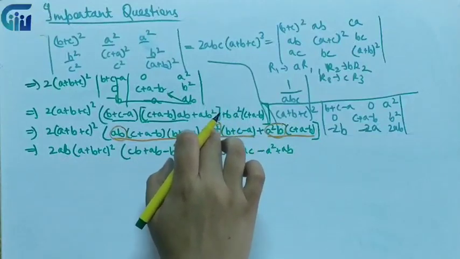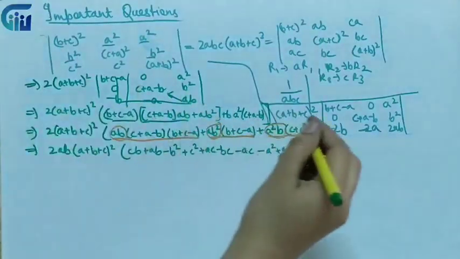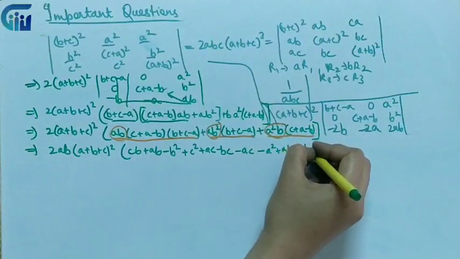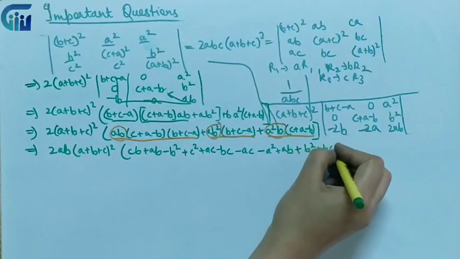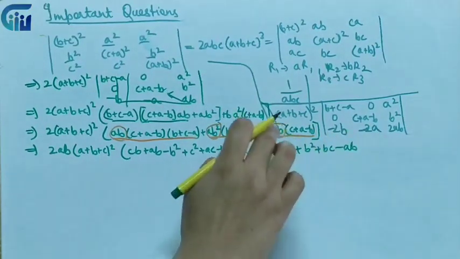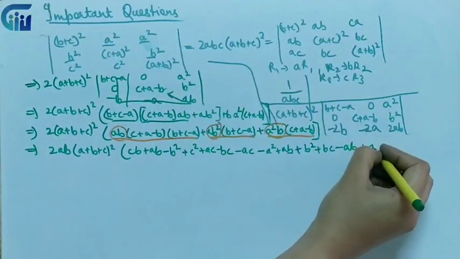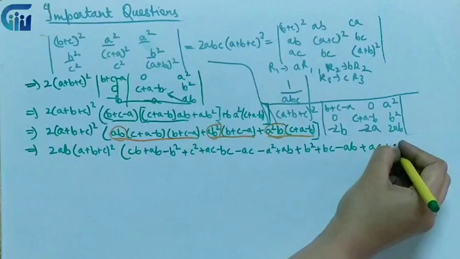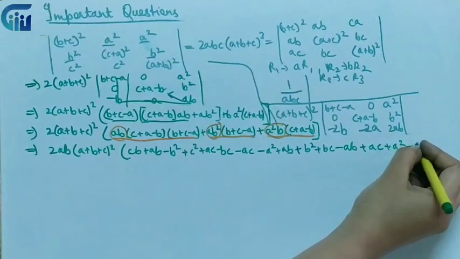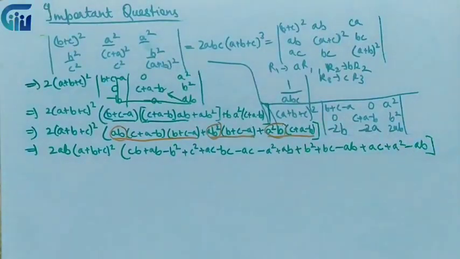Now for this particular term, if I take AB common, I will have only B. So this will be B square plus BC minus AB, and over here if I take AB common, I will have A. So I will write it as AC plus A square and minus AB. So this whole expression now I have. So what I will do, I will just quickly look for the terms which we can cancel over here.